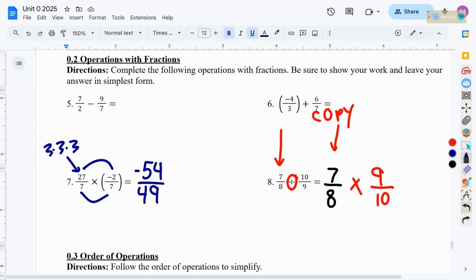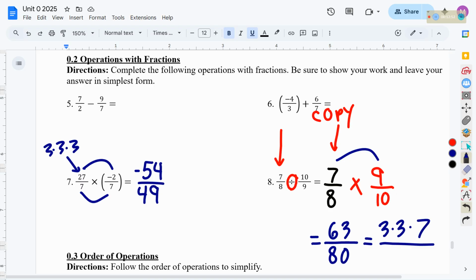So now all we have to do is multiply to finish this problem. We have 7 times 9 is 63. And on the bottom, 8 times 10 is 80. So again, this fraction is irreducible. I hope you guys can see that on top we really only have 3 times 7. There's no numbers to take out of there after that. And then 80 is 2 times 2 times 2. I guess it's 16 times 5, isn't it?